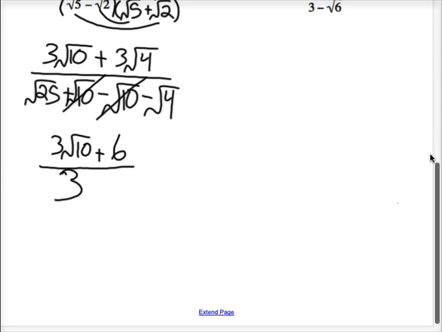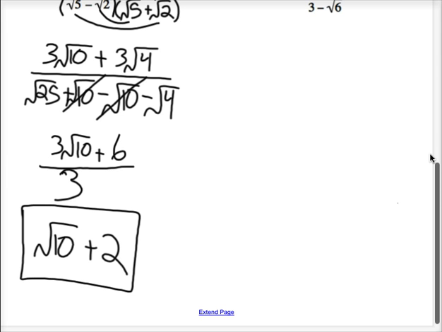However, I'm going to take this one step further, all right? Because notice, both of those numbers in the numerator are actually divisible by 3. 3 square roots of 10 divided by 3, well, just gives us square root of 10. 6 divided by 3 just gives us 2. So really our final answer for this one boils all the way down to just that.